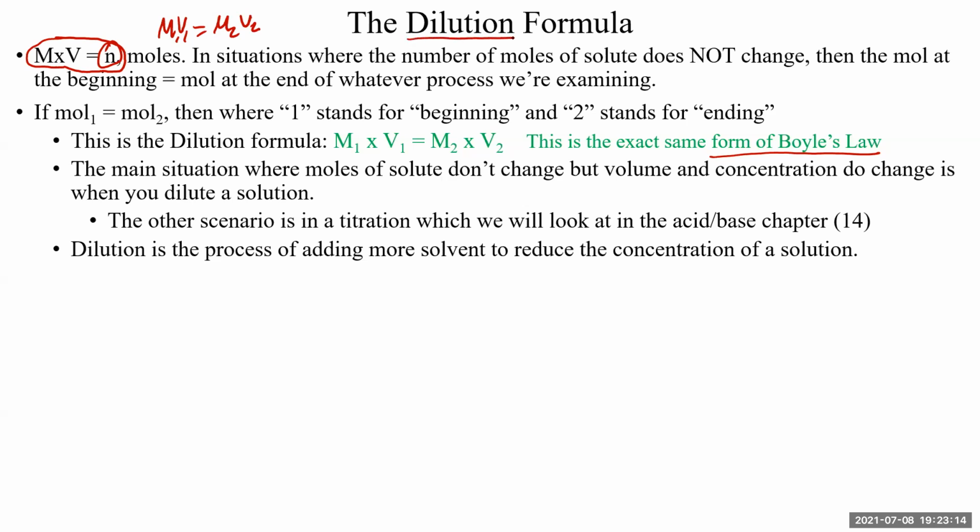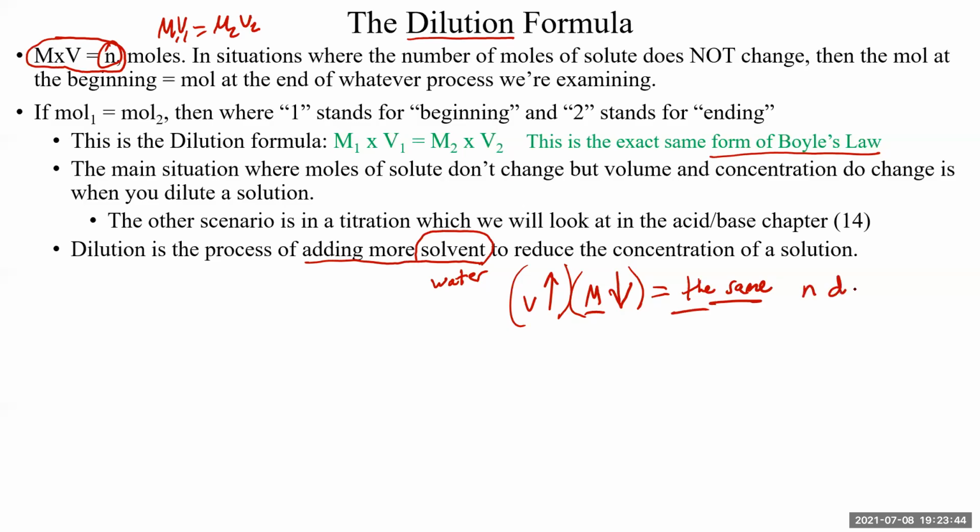And what kind of situation is that? When you're diluting something. How do you dilute something? You dilute something usually by adding more solvent. In fact, typically that solvent is water. If you add more water to a solution, you're changing the volume of the solution. The volume increases while the molarity, the concentration, decreases, but their product is the same. And that's exactly what we mean. N doesn't change in a dilution. That's why this is called the dilution formula. N doesn't change. Number of moles of solute doesn't change. Adding more water doesn't change the amount of stuff dissolved in your water. It just increases the volume and decreases the concentration. It just spreads the solute over more molecules of water. But the amount of solute, the moles of solute, remains exactly the same.